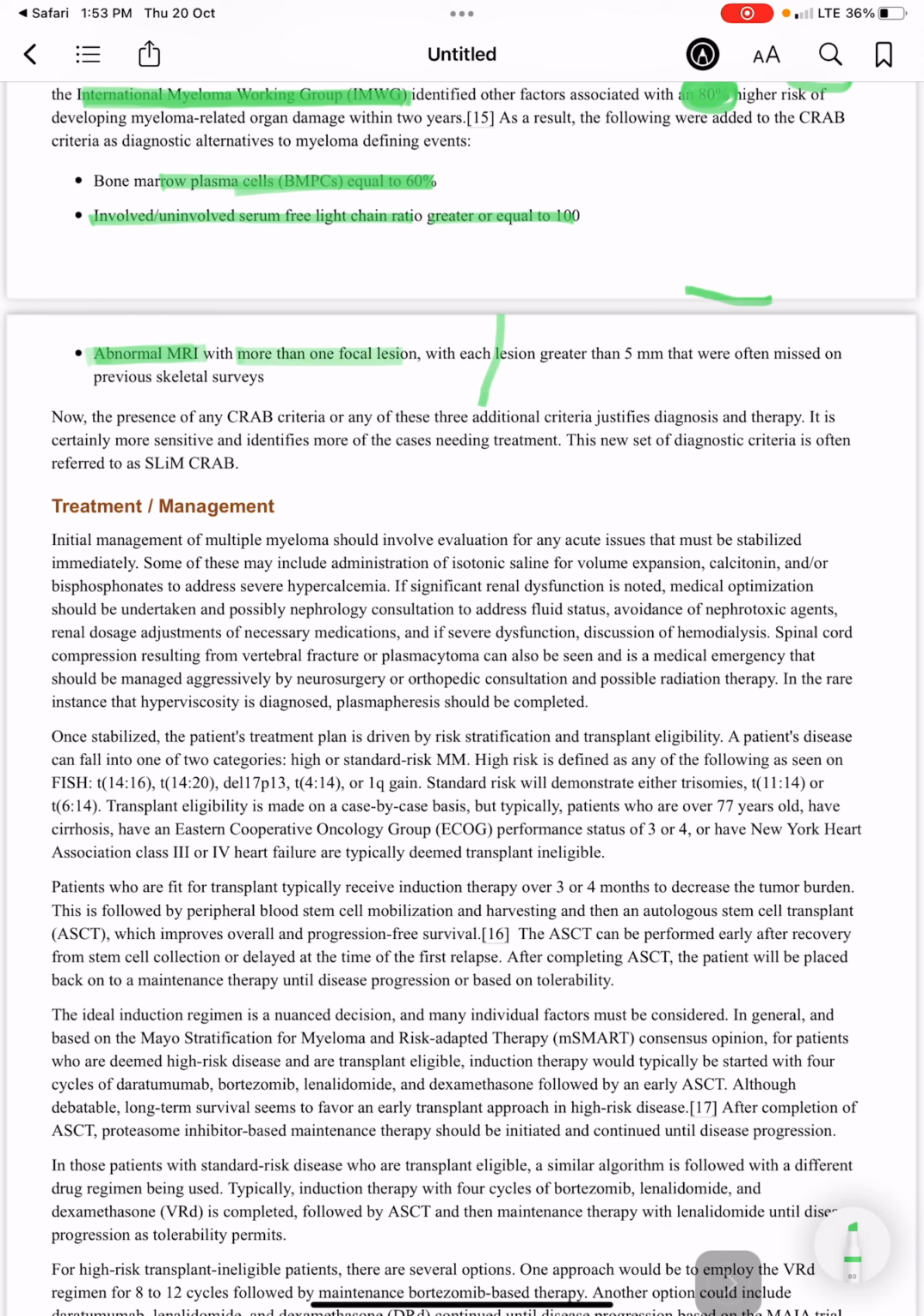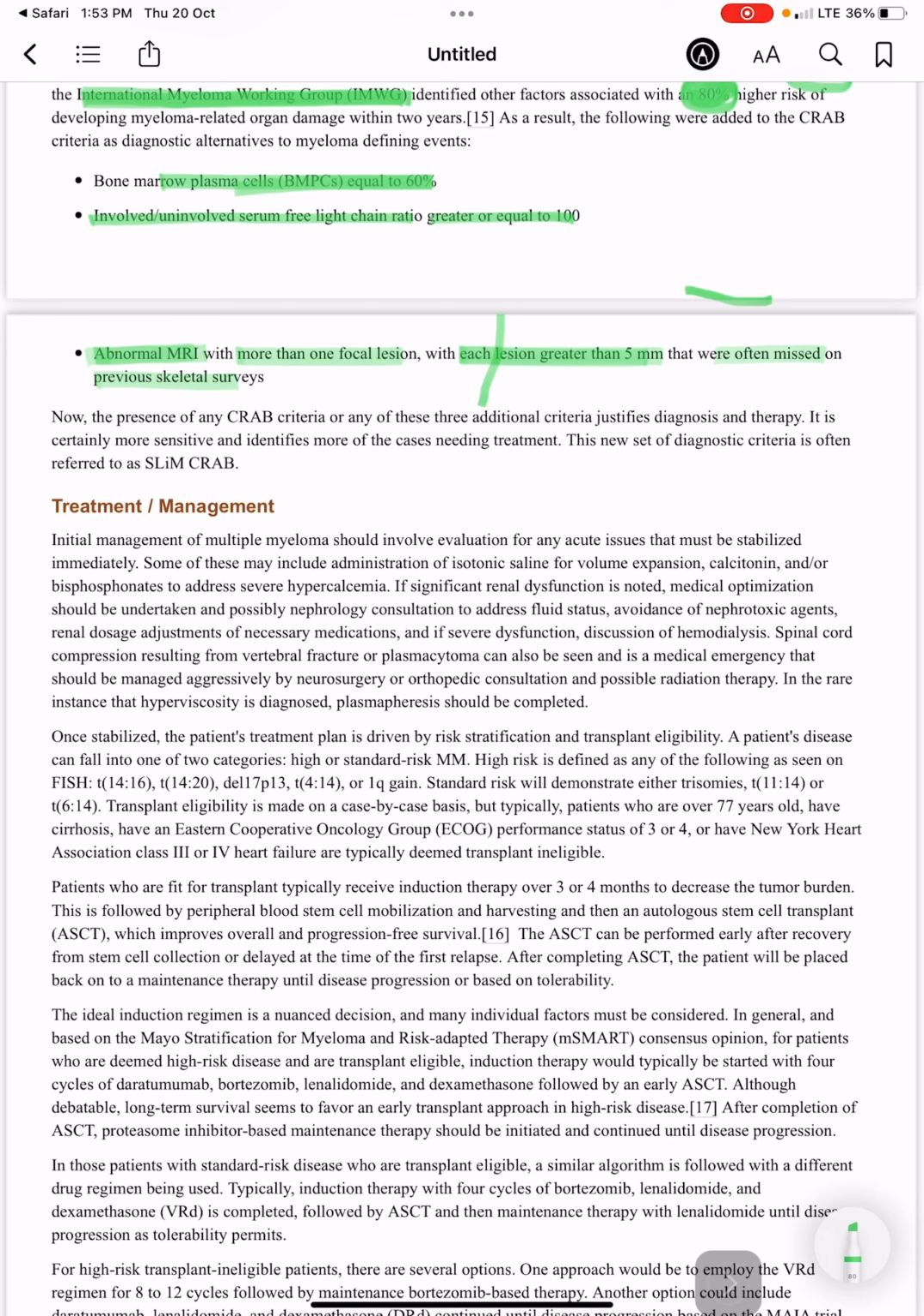Greater than one focal lesion, and each lesion greater than 5 mm, that were often missed on previous skeletal surveys.